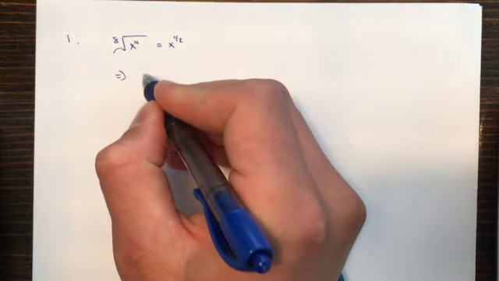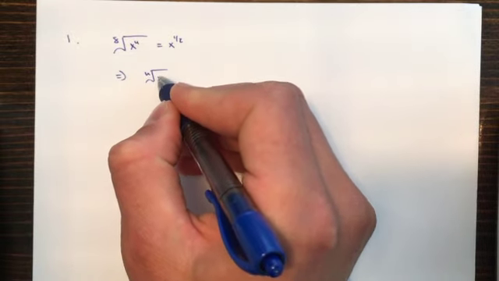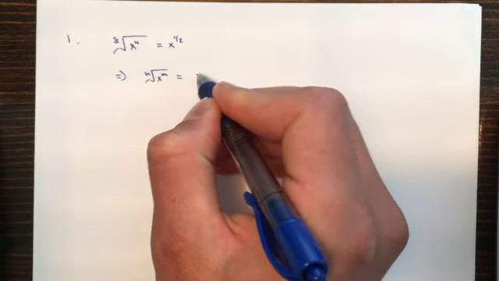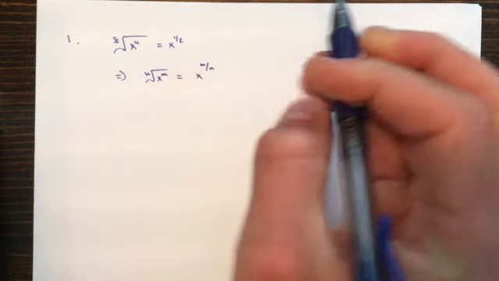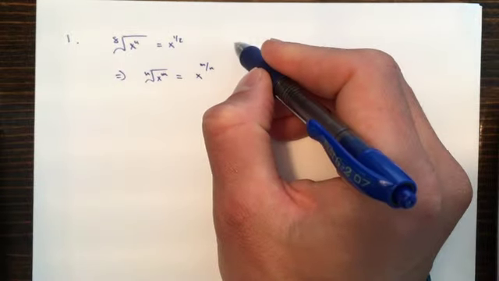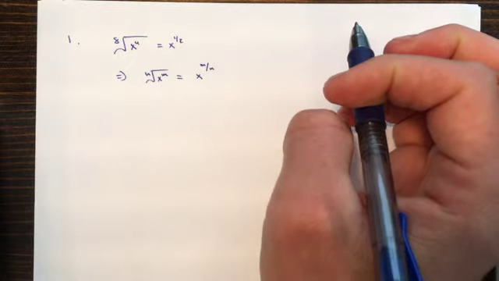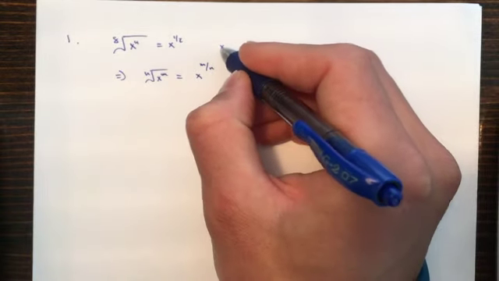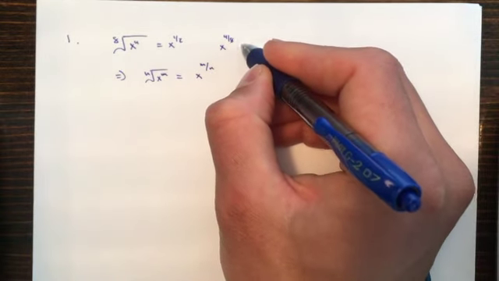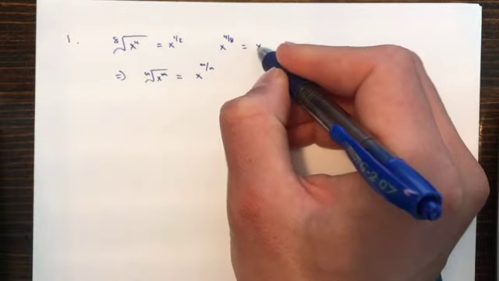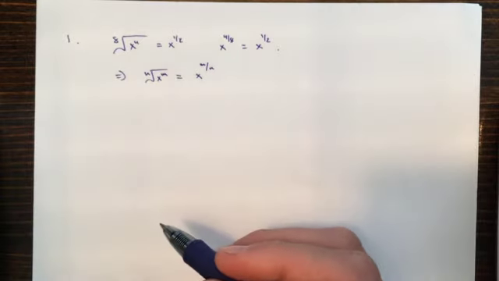So the general rule is that the nth root of x to the m is equal to x to the m over n. So if we had the 8th root of x to the fourth, that should just be x to the 4/8. But 4 divided by 8 is 1/2, so that's x to the 1/2.